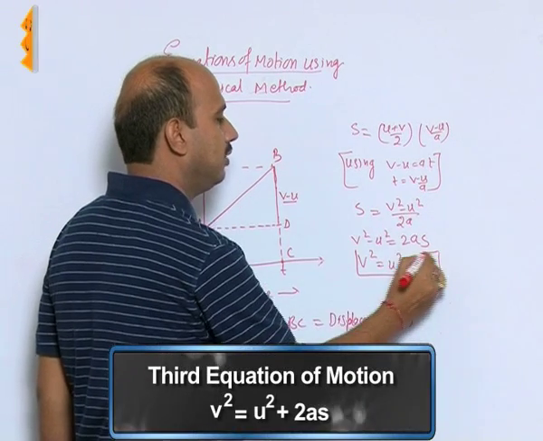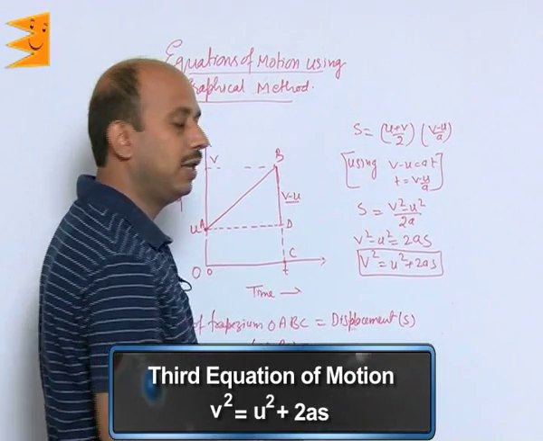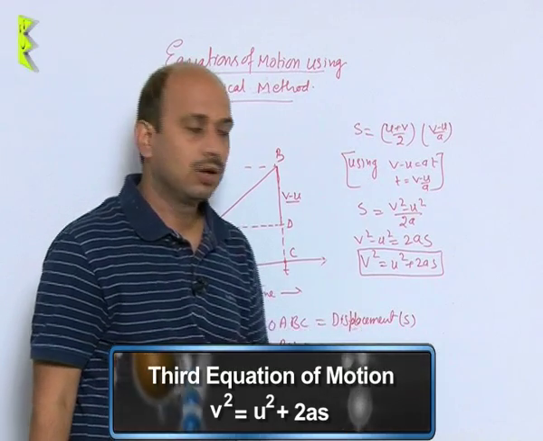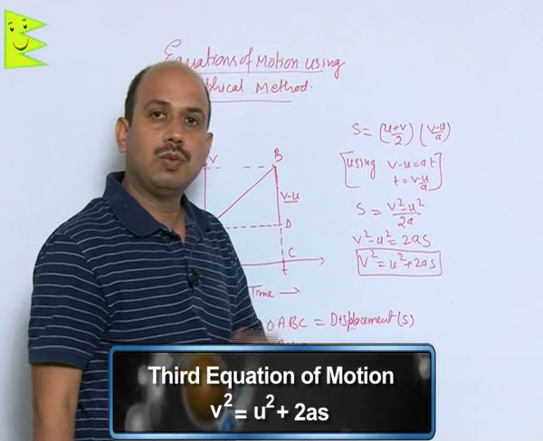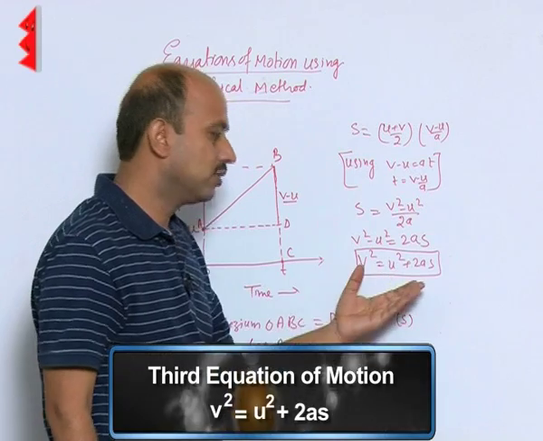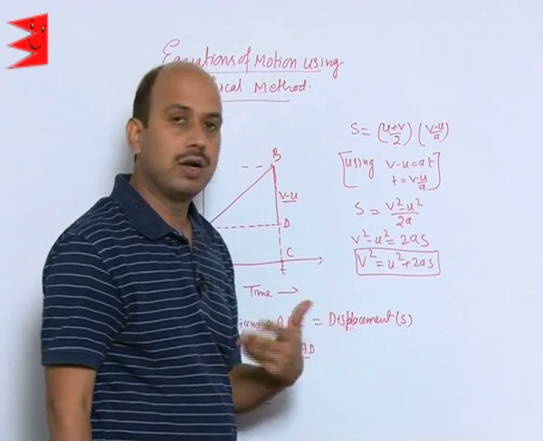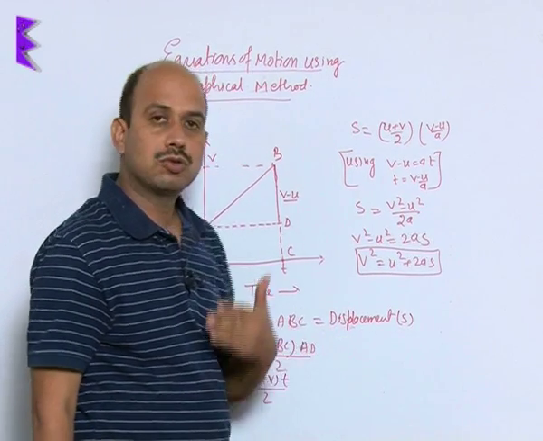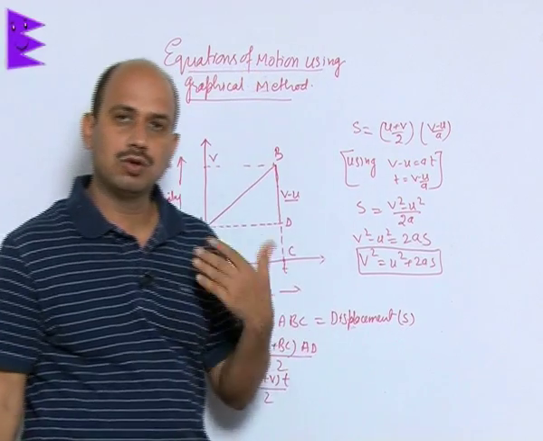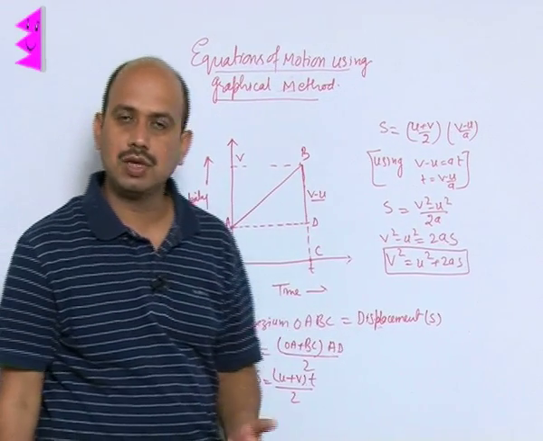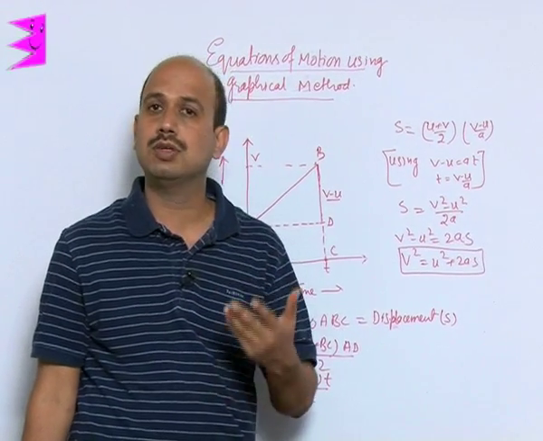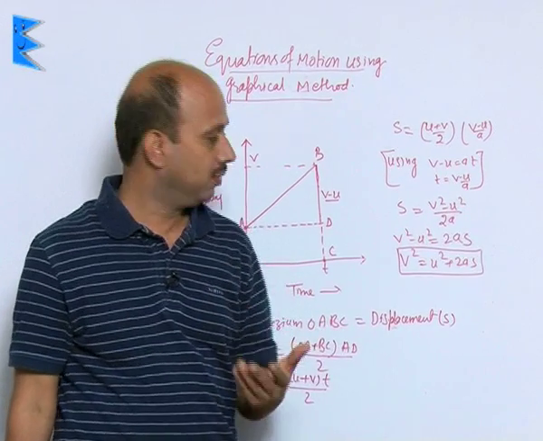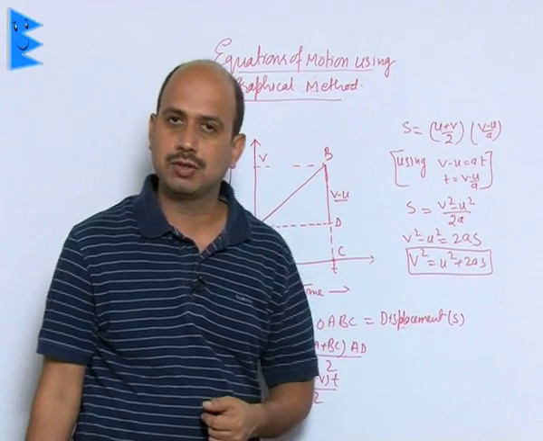This is the relation between velocity, acceleration and displacement, without time. We can call this the third equation, but it is not necessary to name them equation 1, 2 and 3. We have to learn the relation between velocity, acceleration and time, the relation between displacement, velocity and time, and the relation between velocity, acceleration and displacement, with no time.